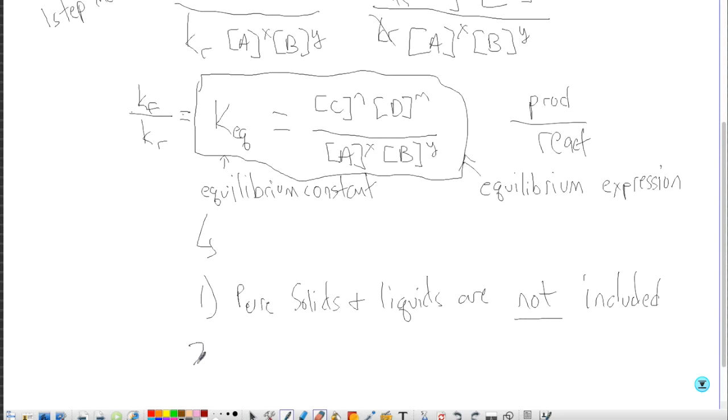So that's important. That's maybe the most importantest, okay? The second thing to keep in mind is that KEQ is temperature dependent.